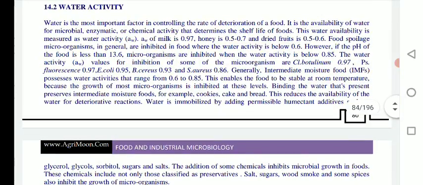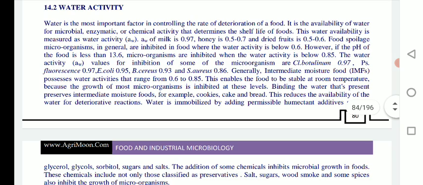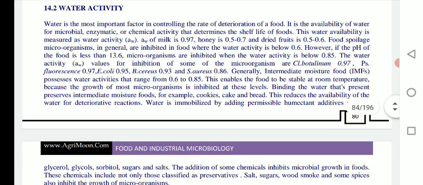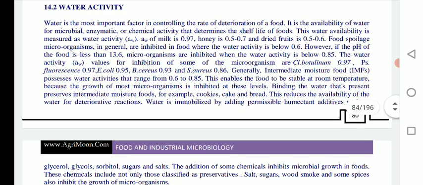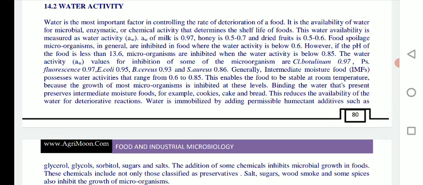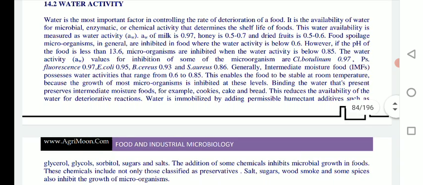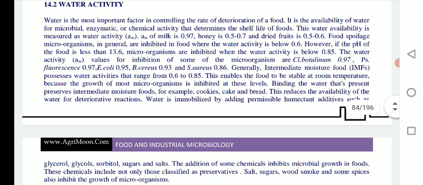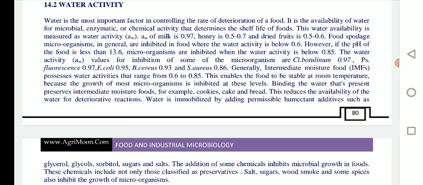water activity of milk is around 0.97. In case of honey it is 0.5 to 0.7, and in case of dried food it is 0.5 to 0.6. So food spoilage microorganisms in general are inhibited in food where water activity is below 0.6. So microorganisms are inhibited when the water activity is below 0.85.